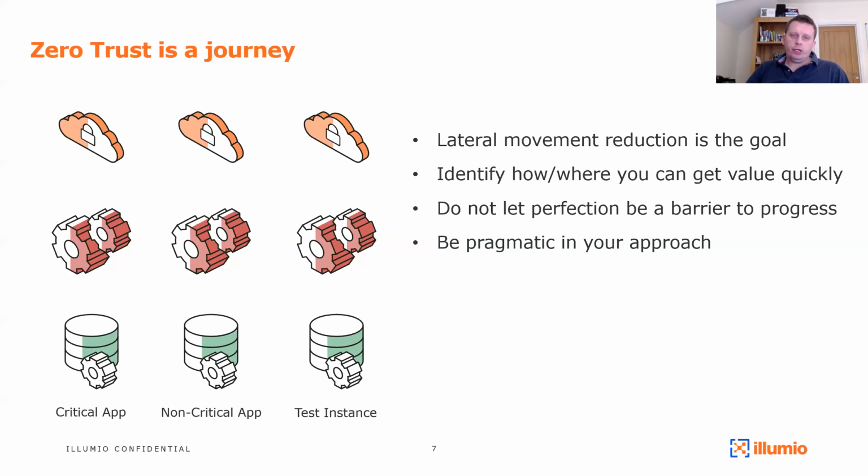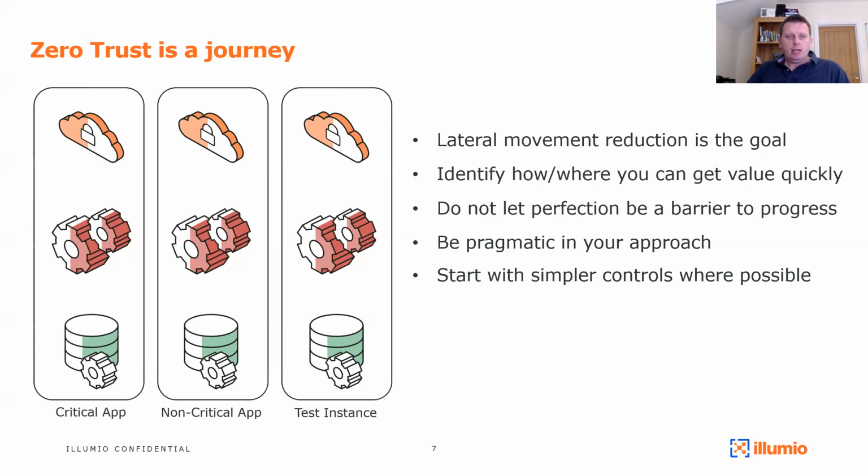Every time you make progress, you mitigate risk, you reduce the opportunity for breaches to persist around the environment, and you reduce business risk as well, which is ultimately what this is about. So what we normally recommend is that early in the project, it makes sense to start with simpler controls. And I highlighted this on the slide, right? You've got critical apps, non-critical apps, and test and dev environments. That's a very good place to start, right?